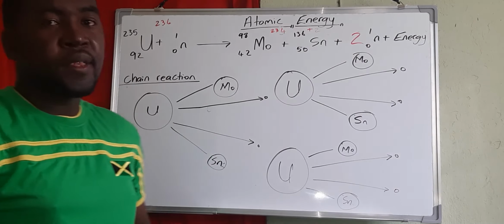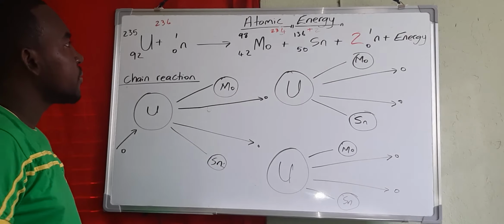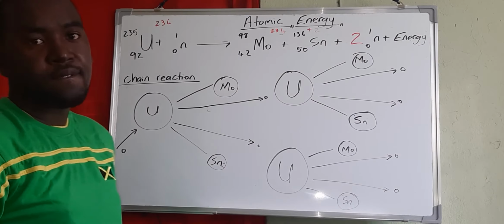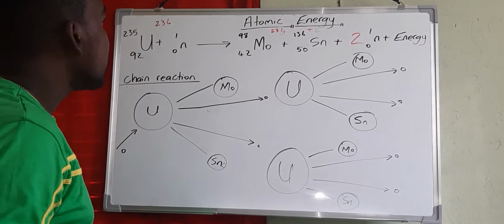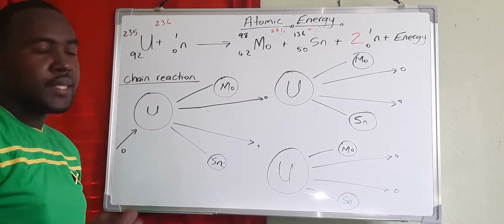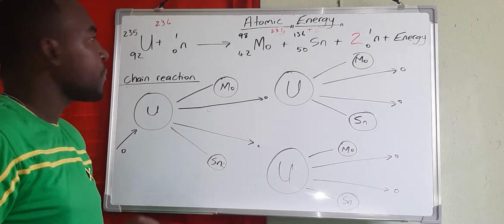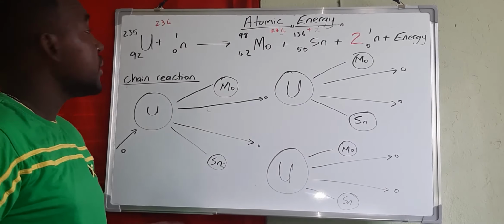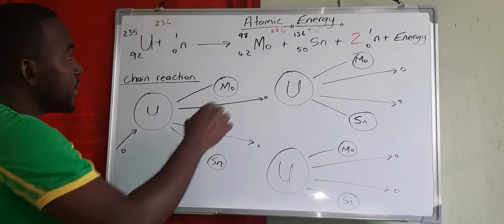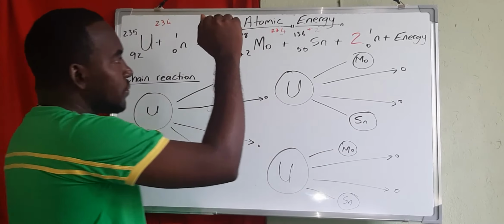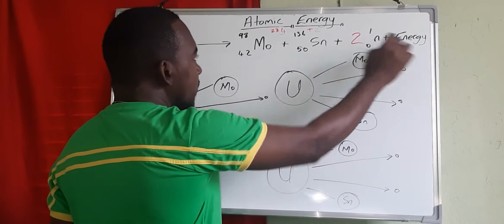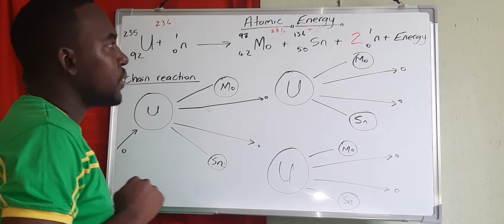Alright guys, so this here shows us a reaction for nuclear fission. We have a high-speed neutron that is allowed to hit the unstable atom, which causes it to split. So the uranium atom is collided with a neutron, which splits it into molybdenum and tin. And it gives us neutrons and the energy that we need.